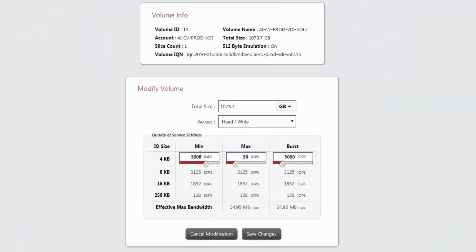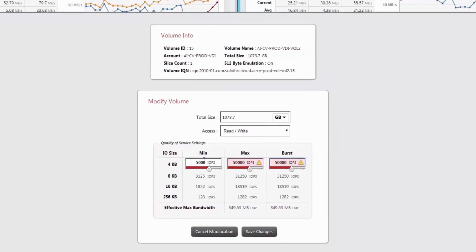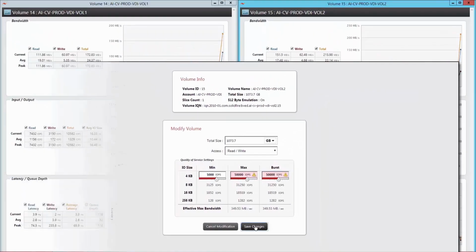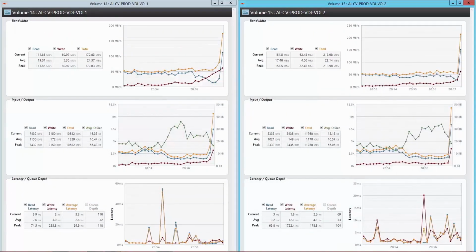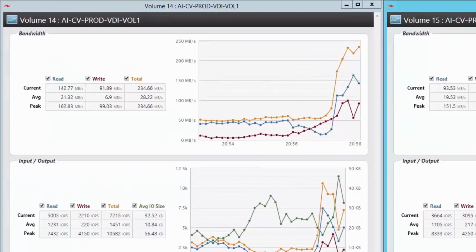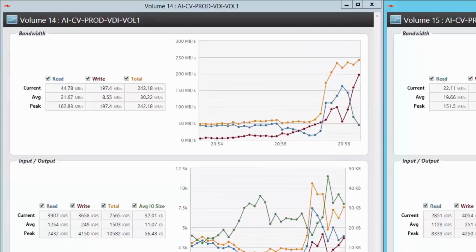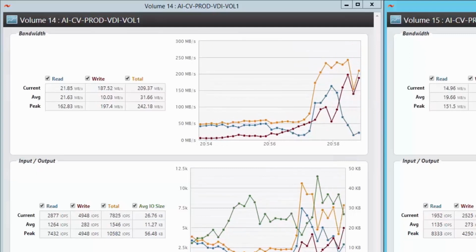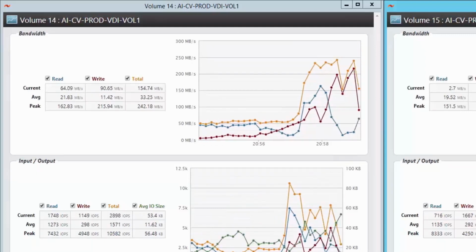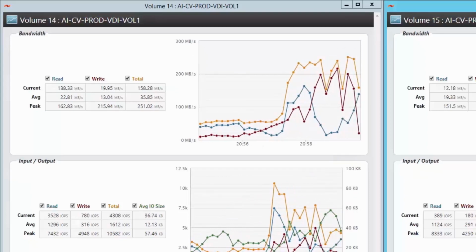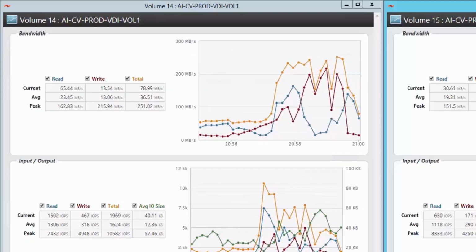Since there's unprovisioned performance available across the entire cluster, you can get this bootstorm over more quickly by dynamically and non-disruptively giving more IOPS to the boot volumes in real time. You simply change the QoS values and watch what happens. The boot volumes immediately utilize the added performance. Bandwidth and IOPS go up, latency comes down, and the bootstorm is sped up and finishes in half the time.